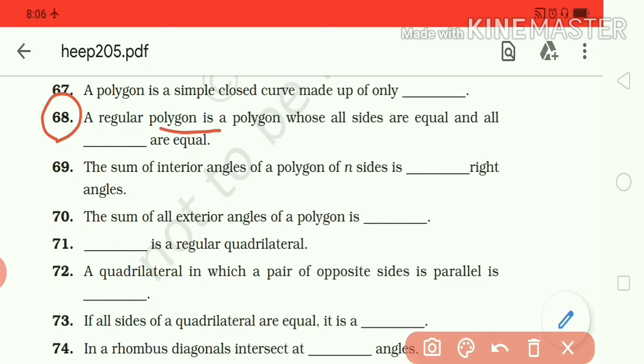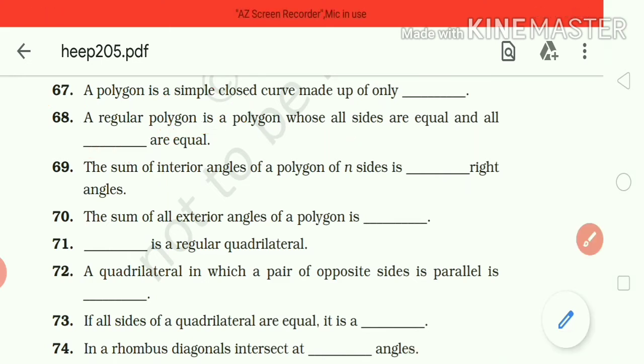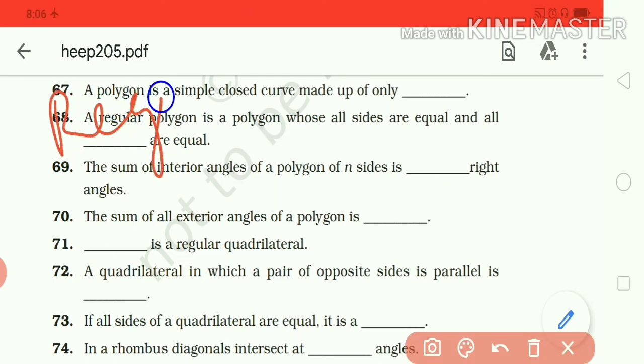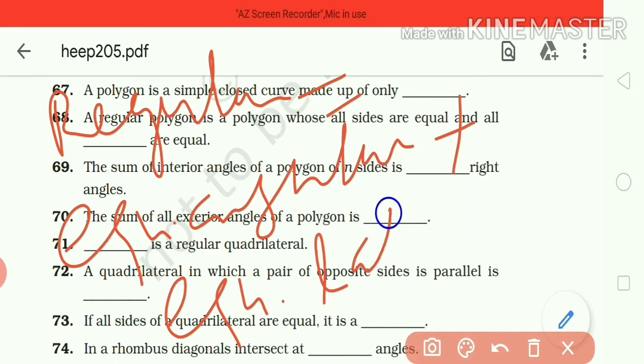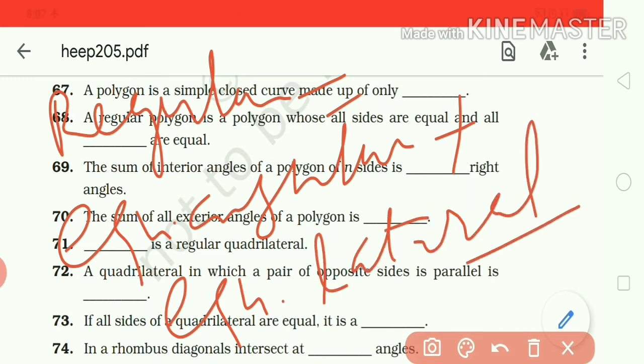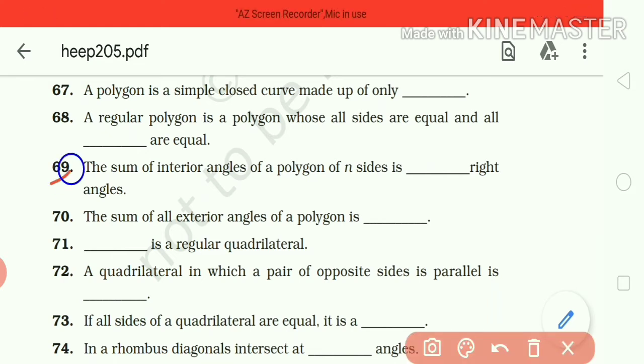A regular polygon is a polygon whose all sides are equal and all angles are equal, right? It must be equiangular and equilateral, then it can be called regular. So according to the definition of regular figure, regular is equiangular plus equilateral, right? So equiangular and equilateral triangle. So come to question number 69.